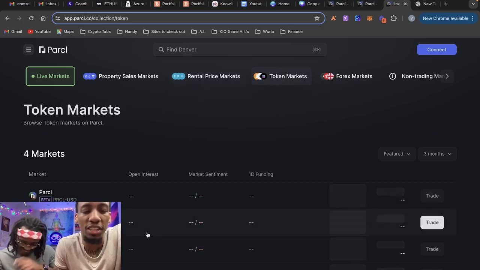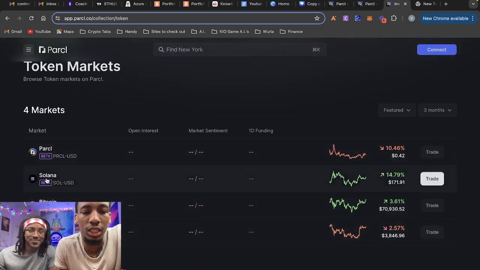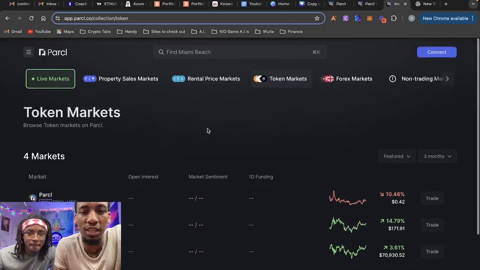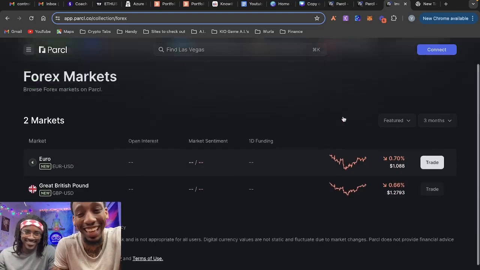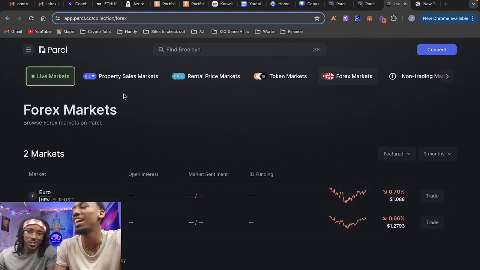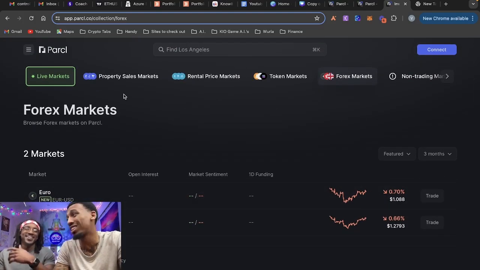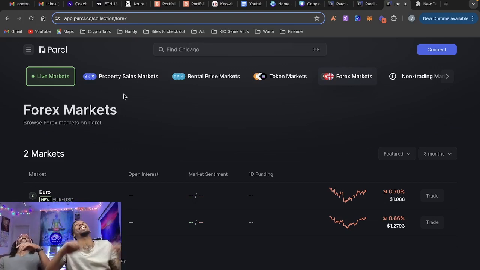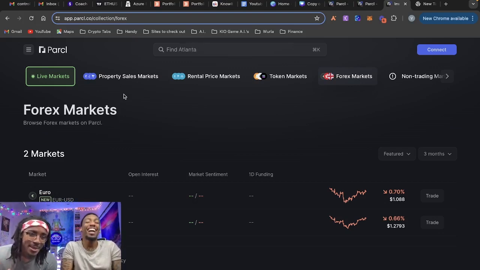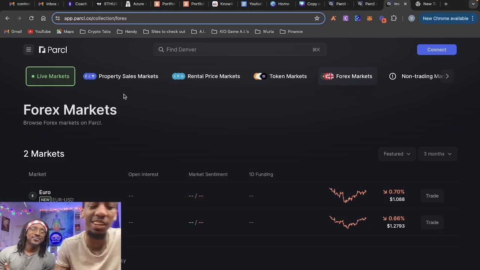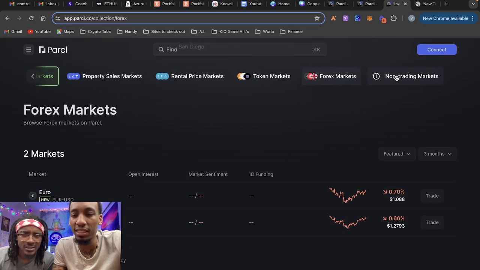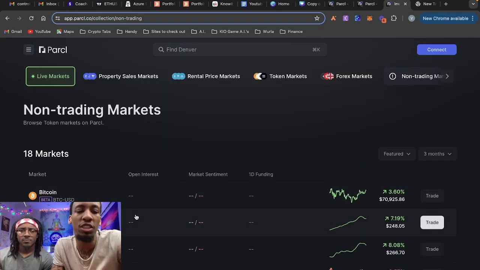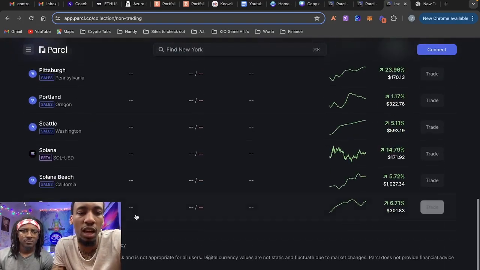So they have token markets, so it looks like you could just long and short Parcl, Solana, Bitcoin, and ETH. Woot woot. And then Forex. I wouldn't trade Forex on here though, probably. They were in their office like, man, should we just throw Forex on this? Throw the euro and the Great British pound on there. That's hilarious, man. And then let's see here, non-trading markets. These are the ones that aren't live right now.